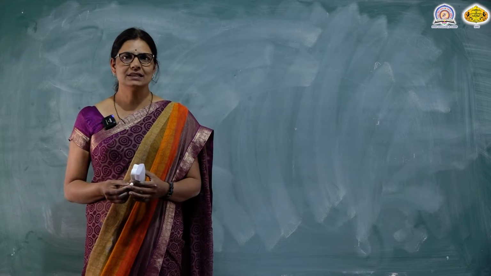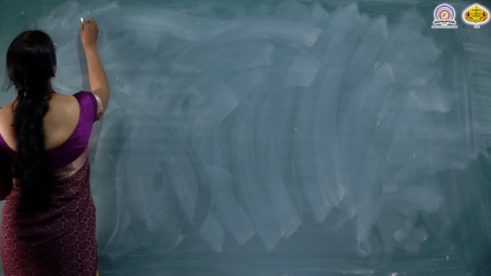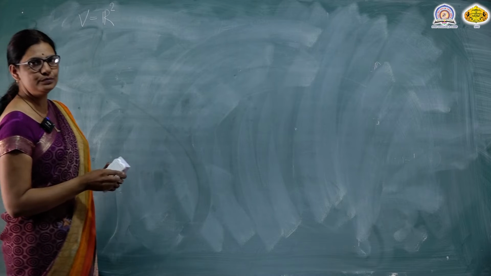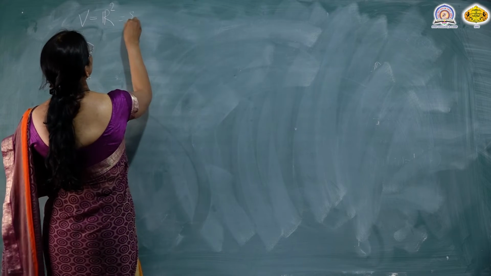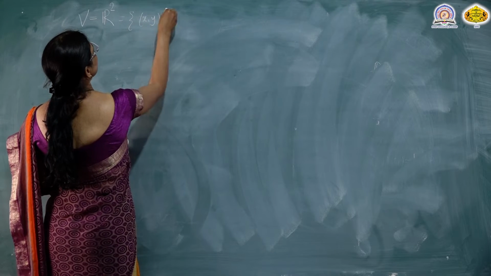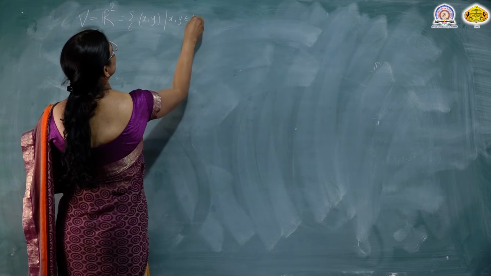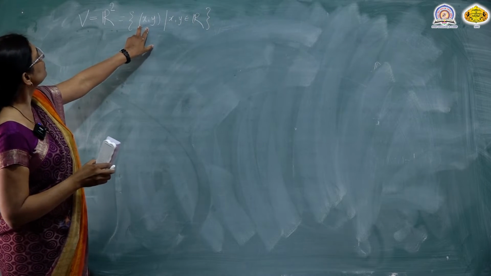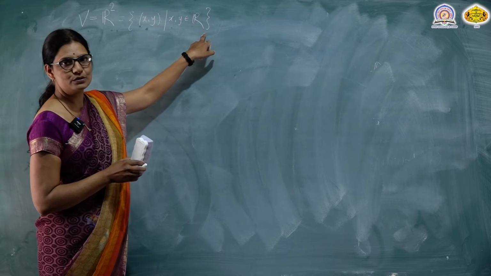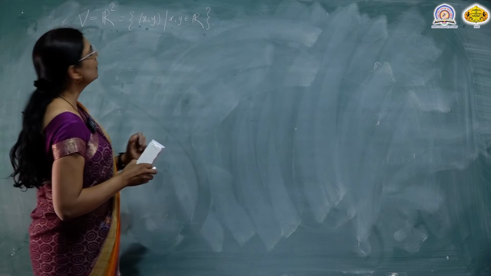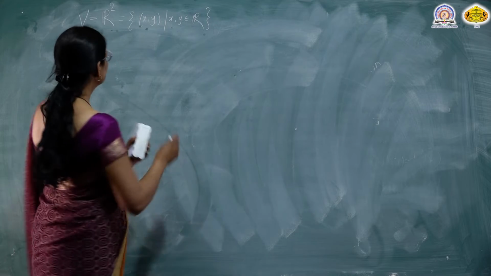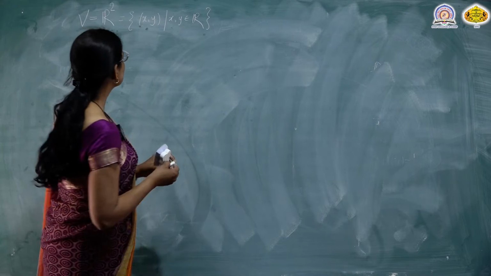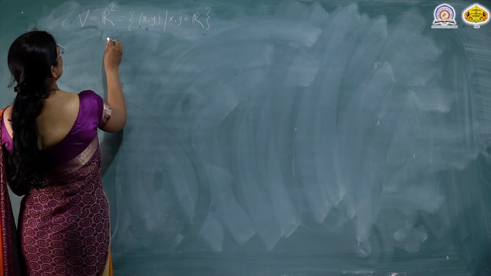So let us consider another example of a vector space. Let V be equal to R2, the set of all (x, y) such that x, y belong to R. We define two operations on it. First is vector addition and second is vector scalar multiplication.